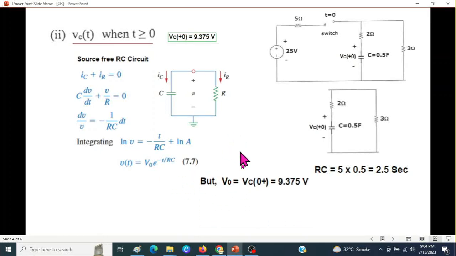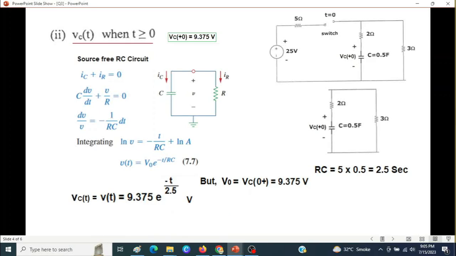And V0, as I mentioned, is V(0 plus), 9.375. So we put this value here and we put RC. Therefore, our VC(t), that is the voltage across the capacitor at any time t greater than 0, also called just V(t), is 9.375 e raised to the power minus t over RC, with RC being 2.5 seconds. So this is our general equation for the capacitor voltage.